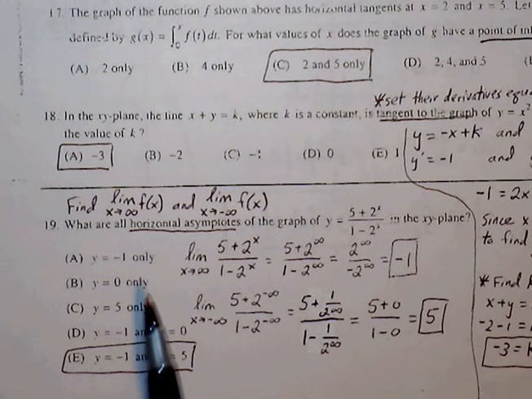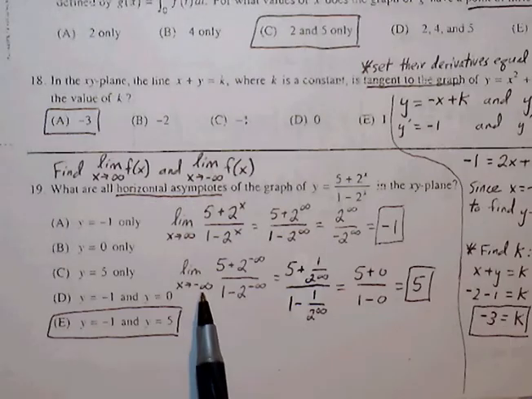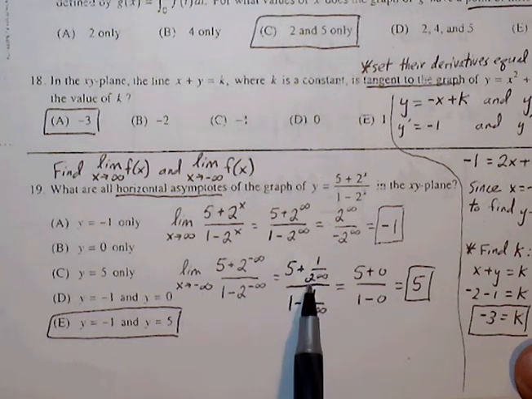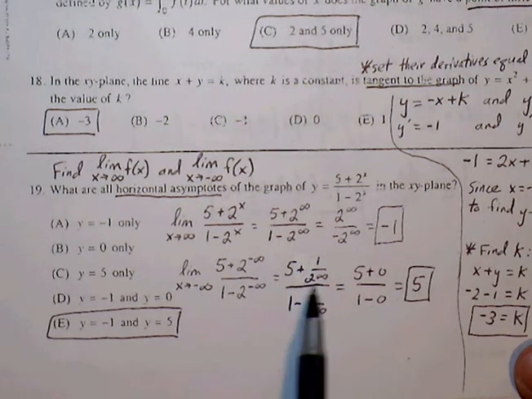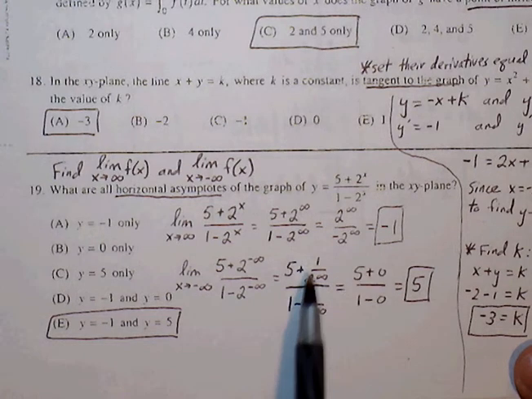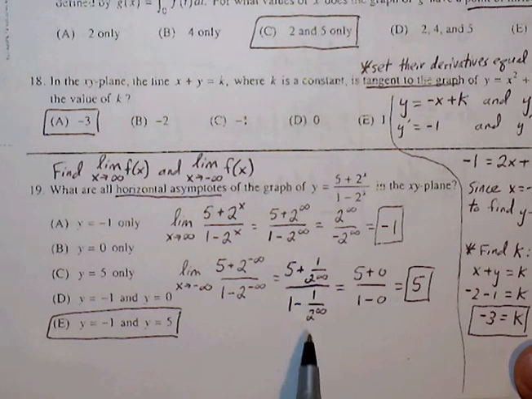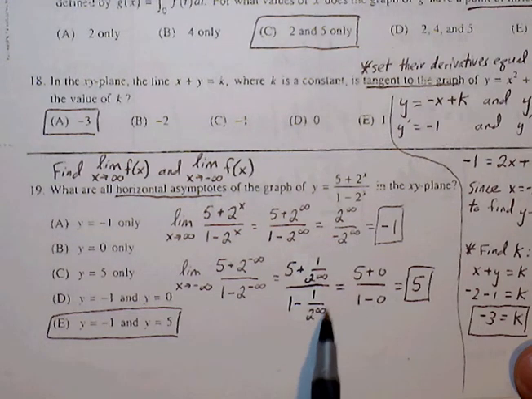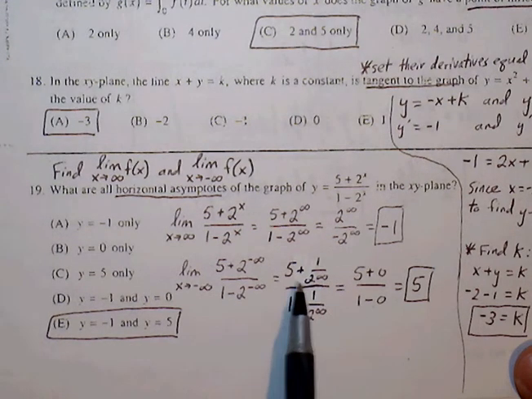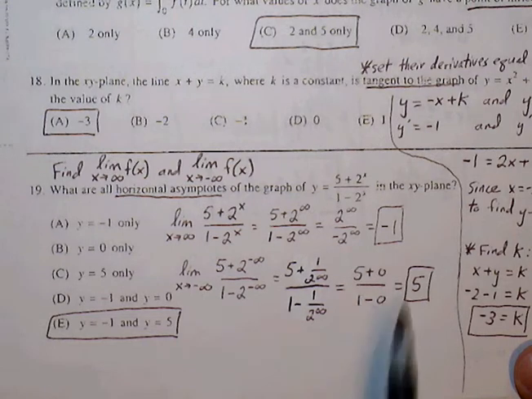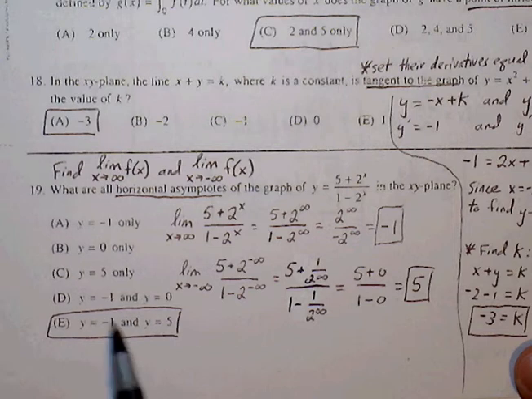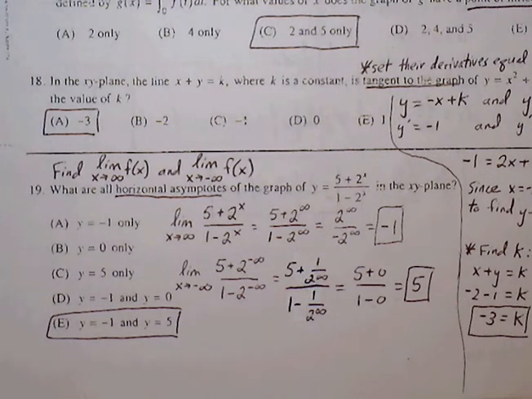And then let's find the limit as x approaches negative infinity. So 2 to the negative infinity is the same thing as 1 over 2 to the infinity. And this is essentially the same thing as 0, right? 1 over infinity will just basically be 0. So that's going to go to 0. Then we have 5 over 1, which reduces to be 5. So we have two horizontal asymptotes at -1 and at +5.